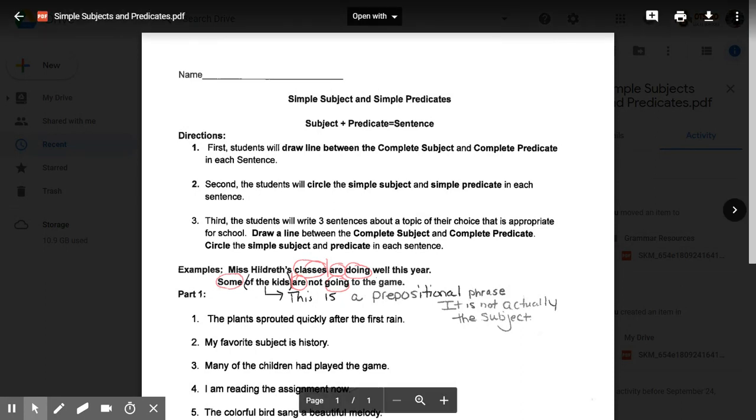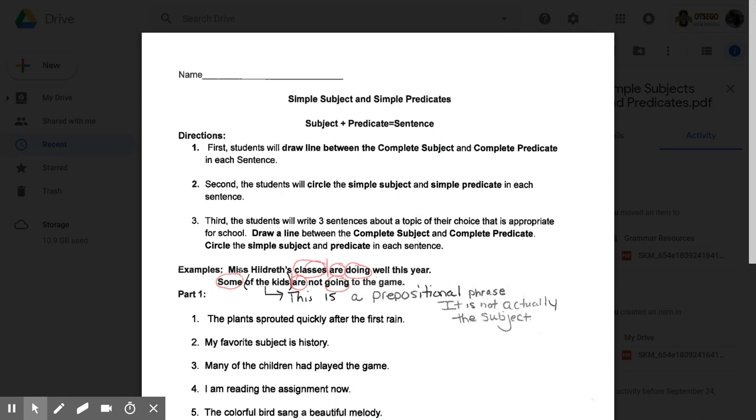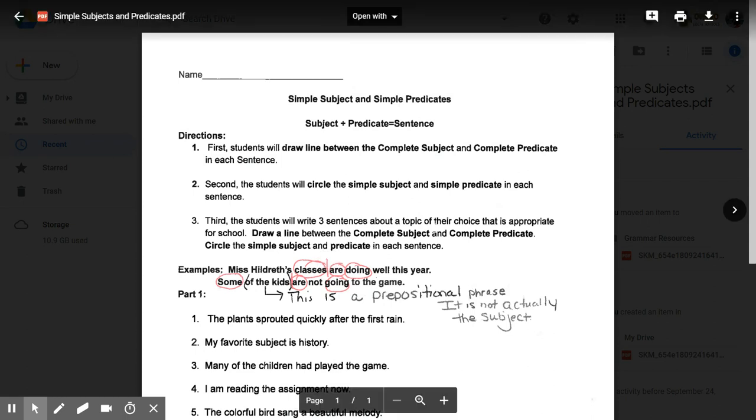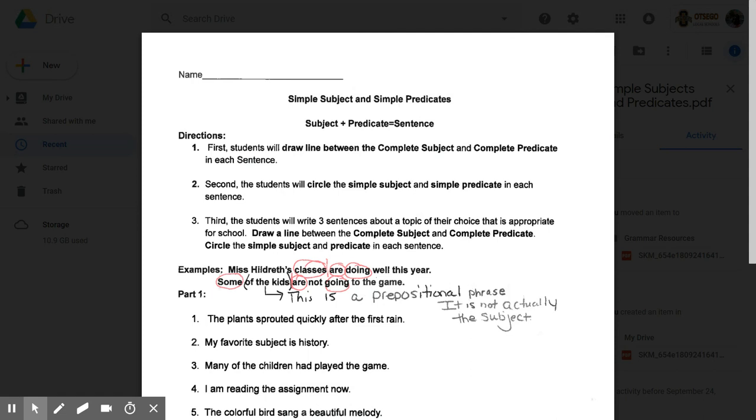It's still not actually the subject, but I wanted to make sure you got the right terms. Okay, so here's what you're going to do. You're going to read the sentences. So like my example, Miss Hildreth's classes are doing well this year. So you draw a line between where the subject, the complete subject, stops and the complete predicate or the verb starts. So that's where you see my line, right in here, that red line.